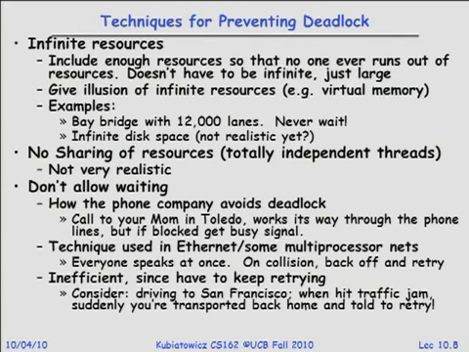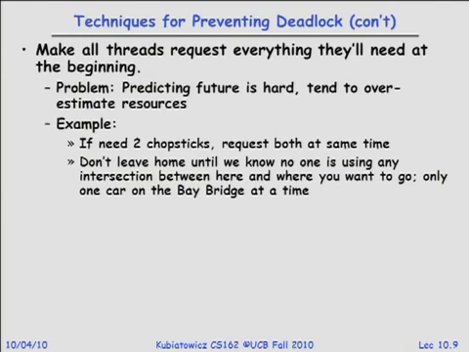Another technique is we could make all threads request everything they need at the beginning. If everybody always requests everything they need, then we either give them all their resources or not, and therefore they're never doing a hold and wait scenario. You either get everything you need up front or you don't. We just got rid of deadlock. If you need 2 chopsticks, you request both of them at the same time. Or you don't leave home till nobody's using any intersection between here and San Francisco. Now, of course, what's the downside of this?